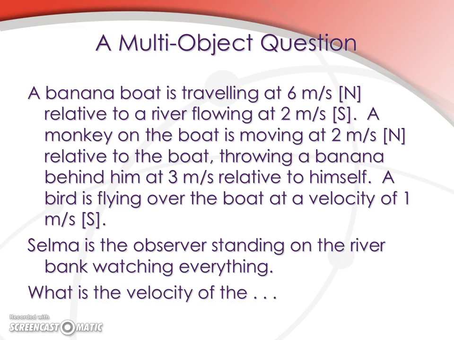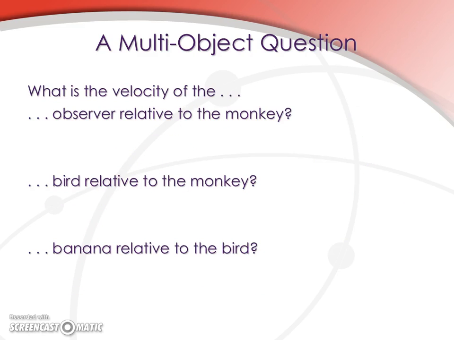And then we can complicate it further by having a bird flying over the boat with a velocity of 1 meters per second south. And Selma's back, and she's standing on the riverbank, watching all of this occur. We can use all of these concepts to find the velocity of the observer relative to the monkey, the bird relative to the monkey, and the banana relative to the bird. And all we have to do is apply these concepts effectively.